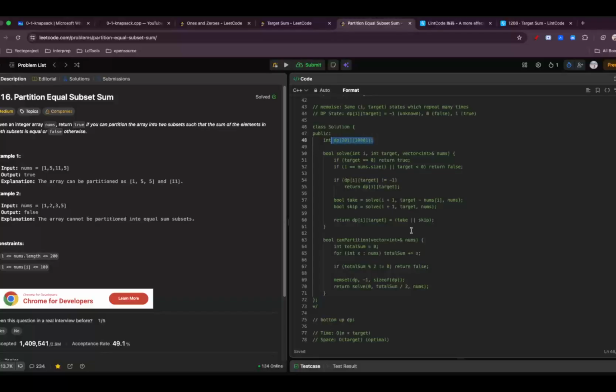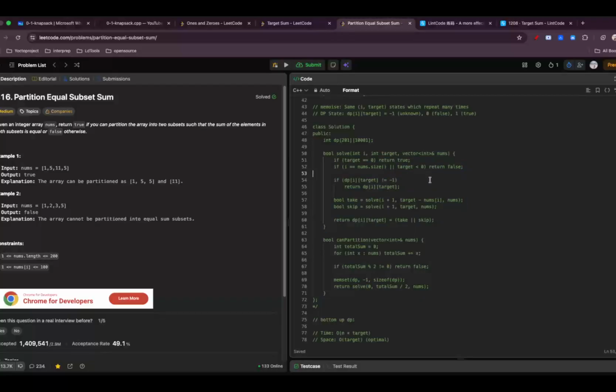Rather than initializing it as per the size of this nums and the value part, that is the target sum part. And then this memset dp is basically initializing with -1 as per the size of the dp, that is this whole size. Basically this whole 2D array will be initialized with -1, and then we are just calling it the same. Then the whole thing will be the same as recursion.